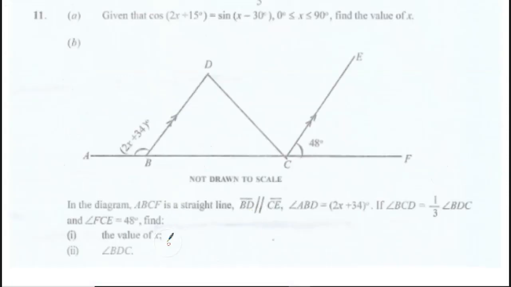The second part, we have the diagram. First, we are supposed to find the value of x. So we know this angle. This line is parallel to CE. Now, if they are parallel, then this angle will be equal to that angle, which is alternate angles.